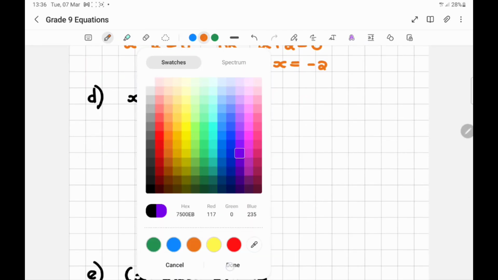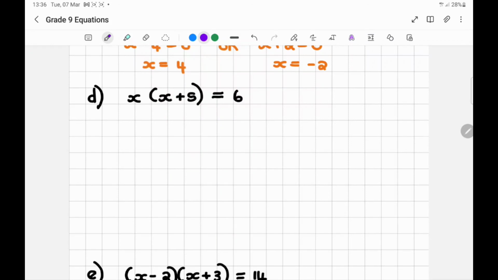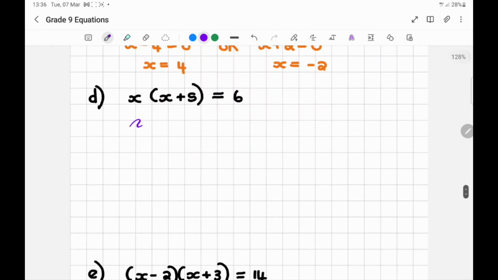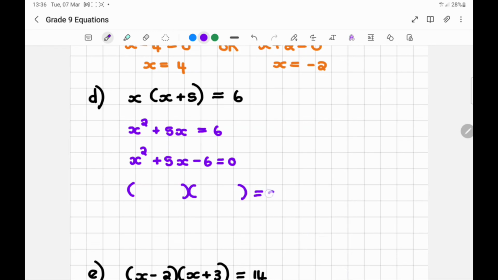So please don't think that you can do the same if there's a number on the other side. So what we need to do is we need to simplify. X times x is x squared plus 5x is equal to 6. Bring that positive 6 over, and then you get x squared plus 5x minus 6 is equal to 0, and that is a lovely trinomial.